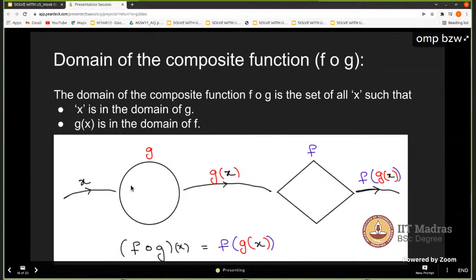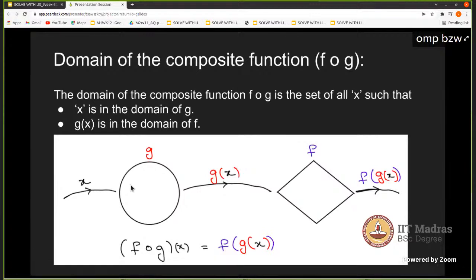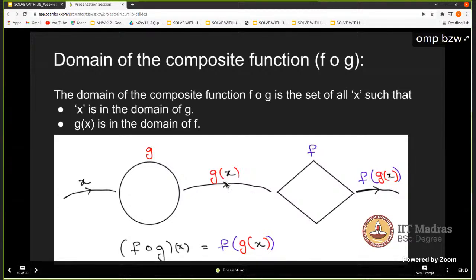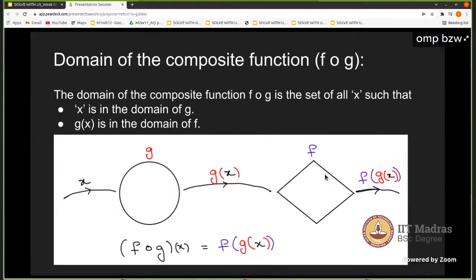After this, when those x come inside G, they will come out as G of x. So my outputs will now be G of x. Now this particular G of x should go into f. When will this G of x go into the function f? Or what values can this function f take? For which values is the function f defined?